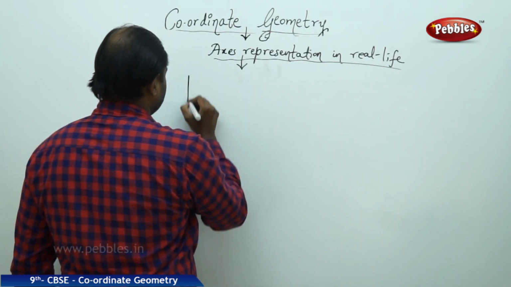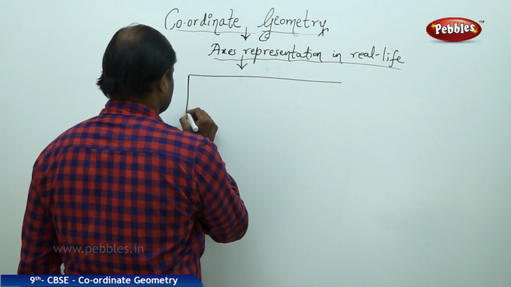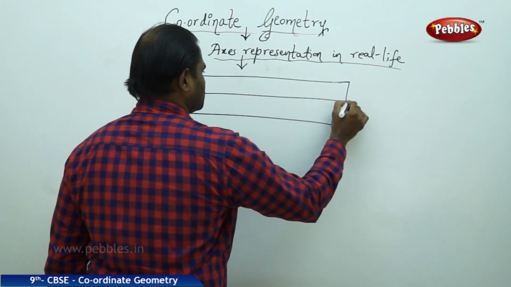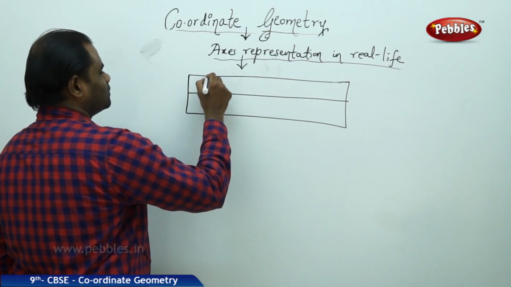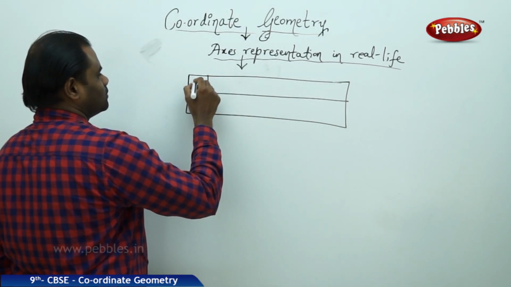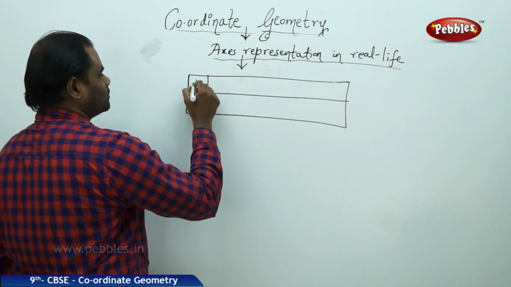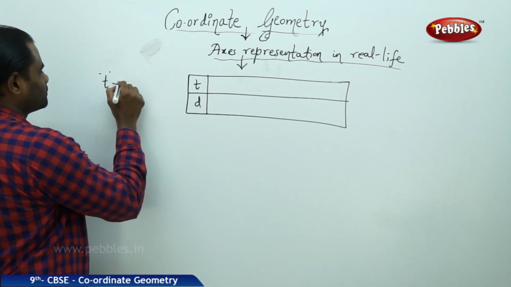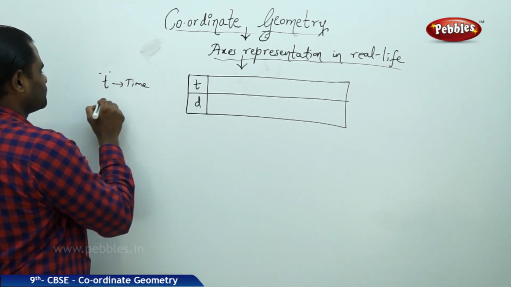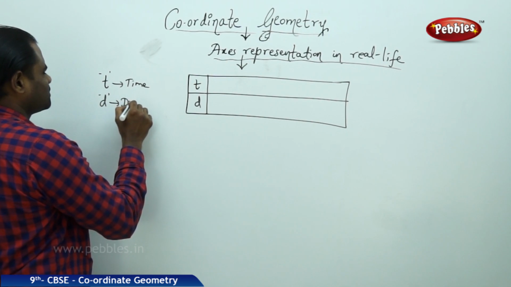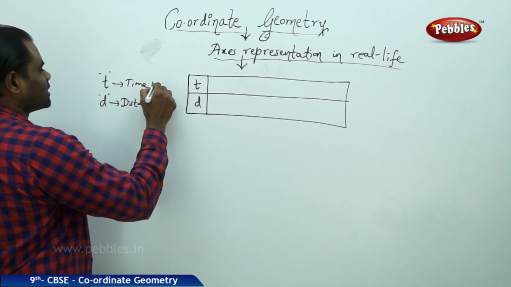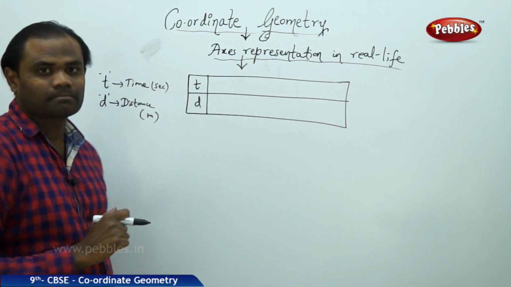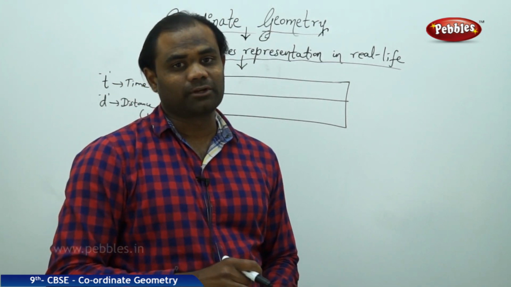For example, I have a table of time and distance, where T stands for time and D stands for distance, time in seconds and distance in meters, is how we try to connect.